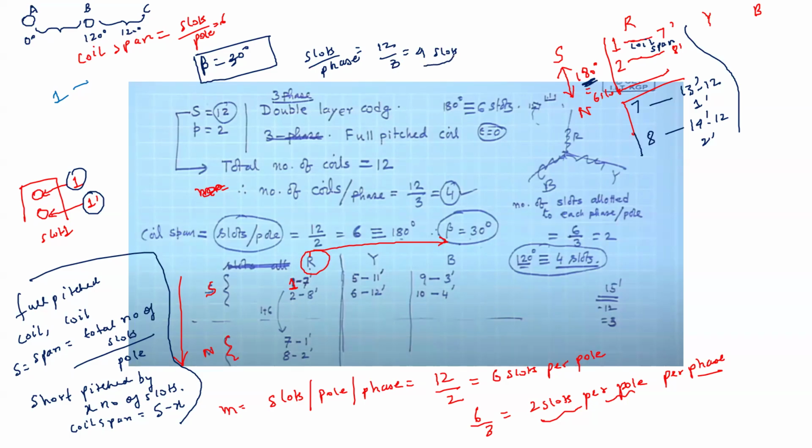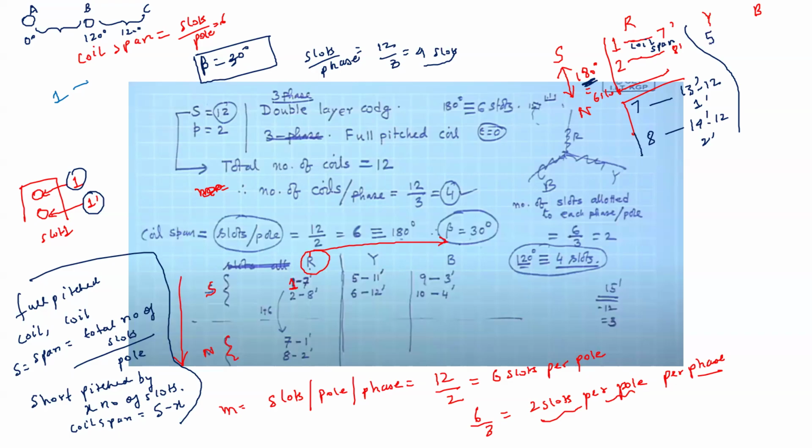So you can see that four slots means 4 into 30, 120 degree. So for this case, the four slots indicate the phase difference of 120 degree. If I'm placing this at 1, then after 120 degree, I have to place it for Y. So 4 into 30 gives 120 degree, so it means 4 slots. So 1 plus 4 is 5. So here it will start at 5.